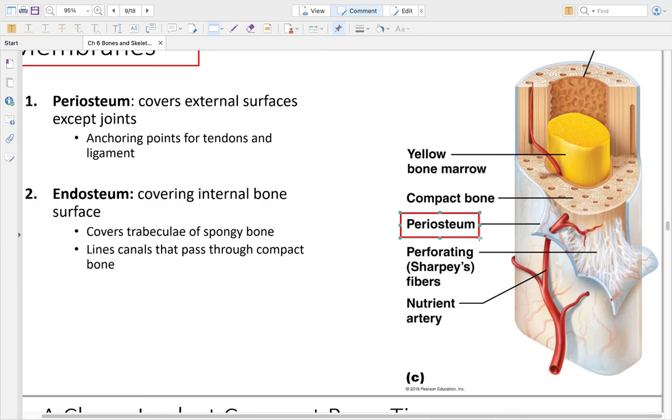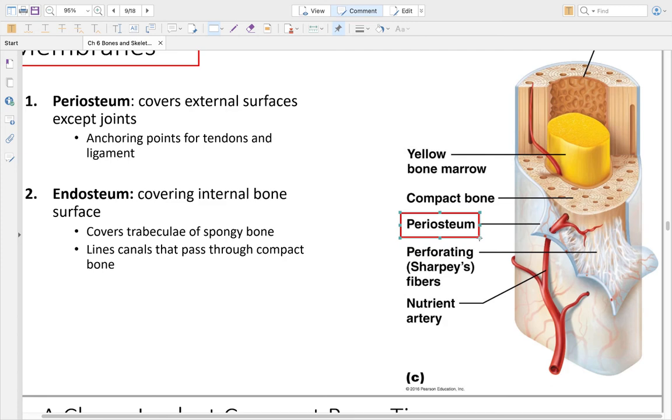Every bone is encased in this nice membrane. Everyone. It's used for anchoring points where tendons meet and where ligaments meet, and it encases the entire network of bone tissue, bone cells, bone tissue.